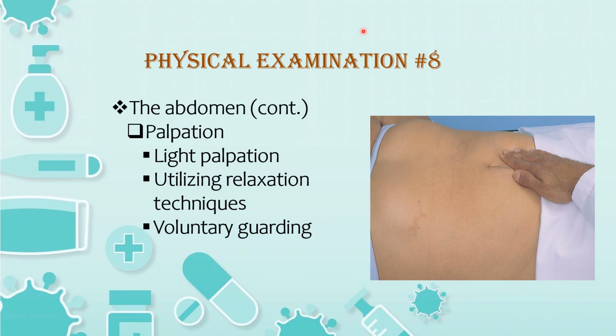If resistance is present, you have to distinguish voluntary guarding from involuntary muscular spasm. Voluntary guarding usually decreases with the techniques discussed or will be discussed in the next slides. Involuntary rigidity or muscular spasm typically persists despite these maneuvers and could suggest peritoneal inflammation.